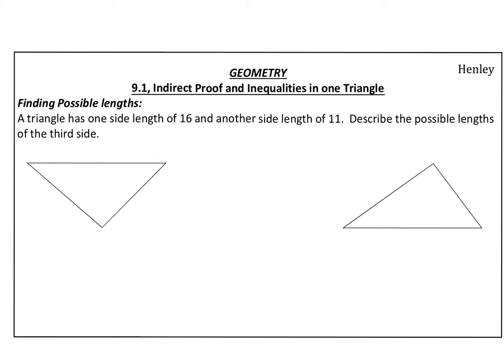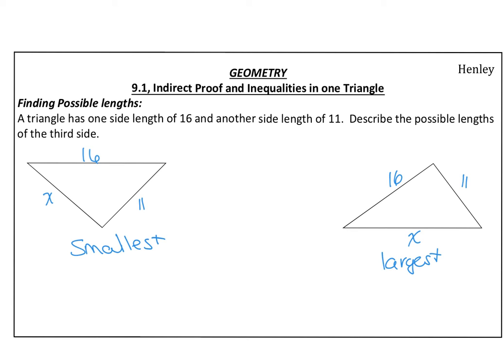In this problem, a triangle has one side length of 16 units and another side length of 11 units. Describe the possible lengths of the third side. To do this, we have to figure out the smallest value it could be and the largest value it could be. So the smallest is here, and the largest is on this side.